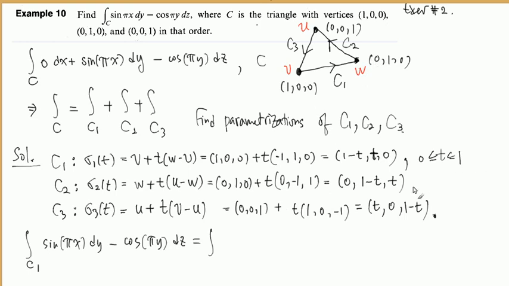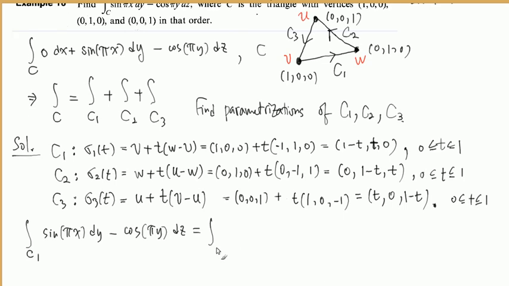All right, so for all of them, t is 0 to 1. Not 0 to 1, then 1 to 2, not like that. It's all separate calculation. All right. Then this one changes to 0 to 1, and sine pi times, what's x here? x is 1 minus t, right? It's 1 minus t there. Times what is dy? dy/dt is 1, right? Minus cosine pi times y, that's t here.